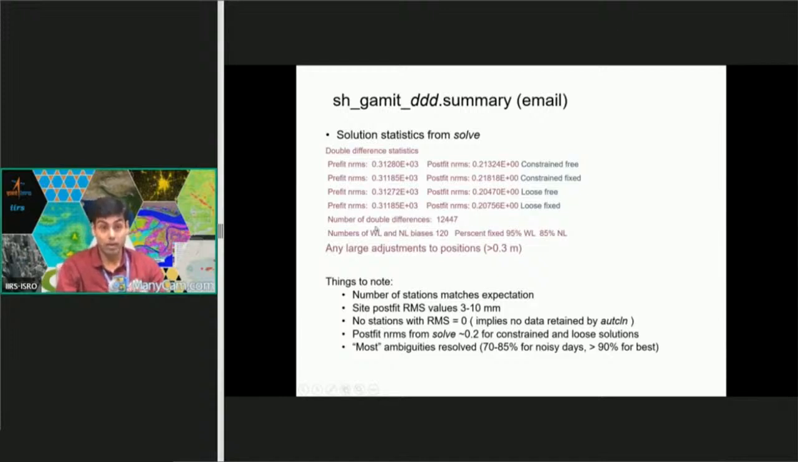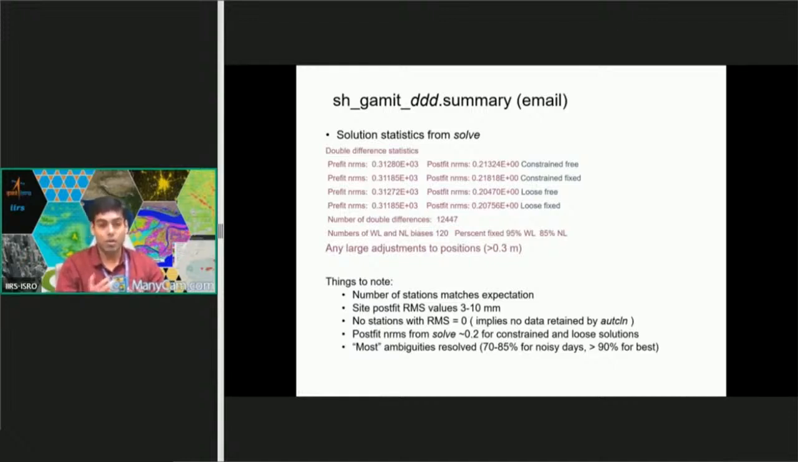And we can see here how much double difference has been applied to the data. It is 124.47. And the number of WL and NL biases, it is 120. Then 95. And when we do all this processing, how much confidence do you have?